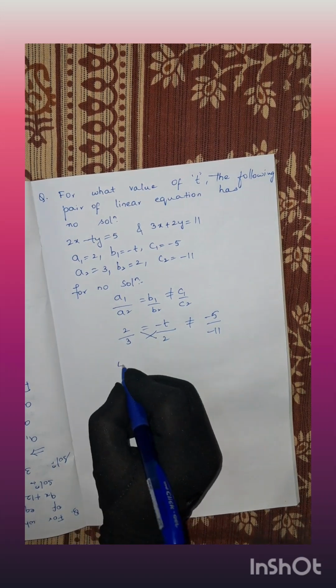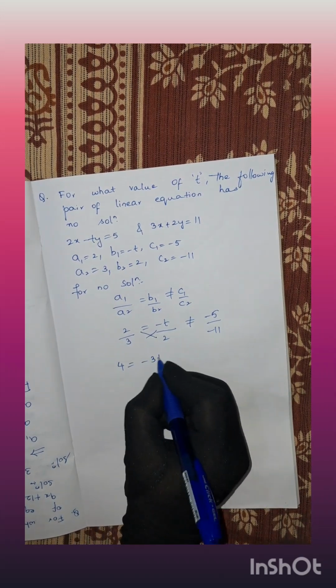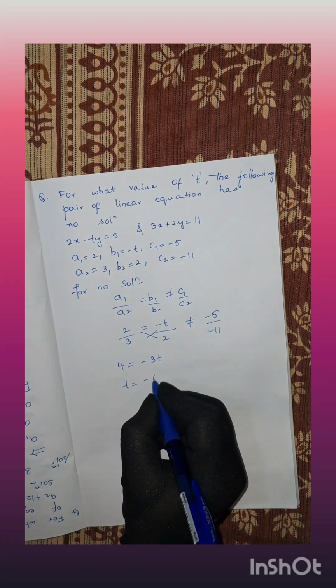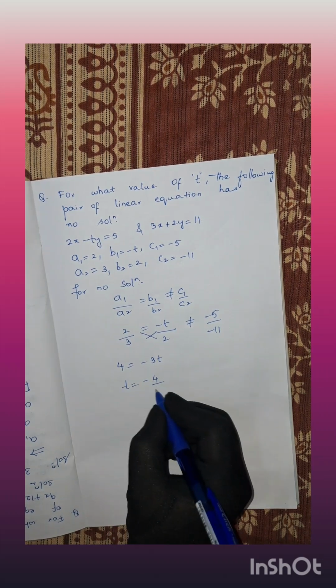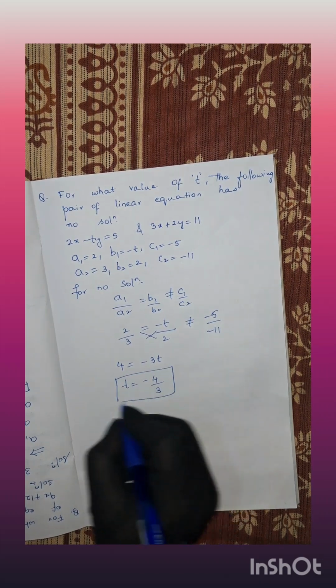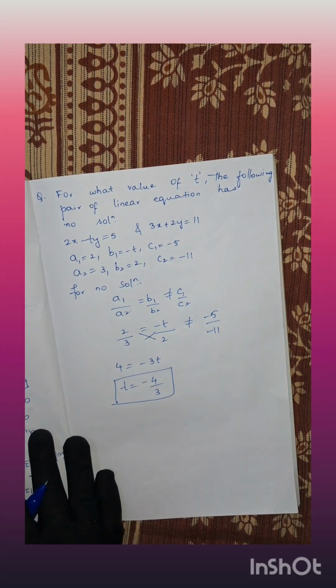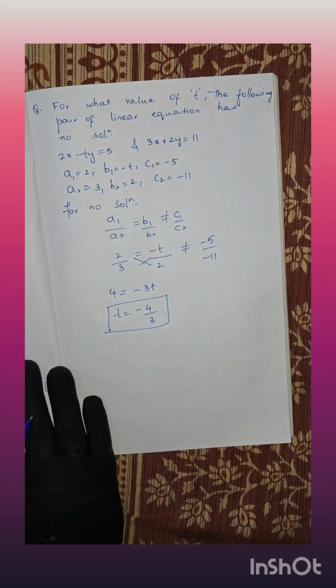Cross multiplication. 2 2s are 4. Minus 3 into t is minus 3t. So t is equal to what? Minus 4. This 3 I am sending there, so it will be divided by 3. So this is nothing but the value of t, minus 4 by 3. Let us see another question.